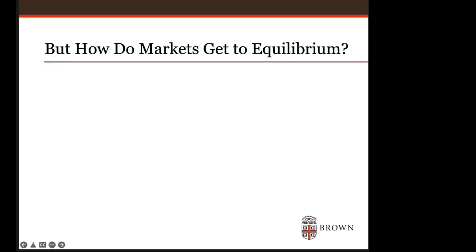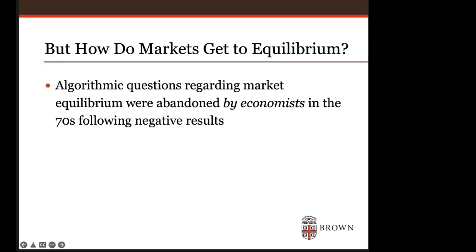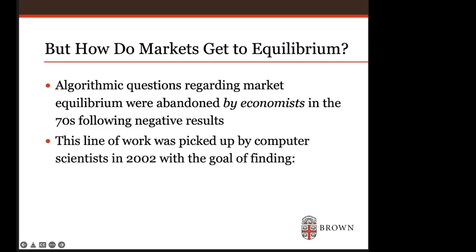Unfortunately, most of this theory that economists studied did not focus on the algorithmic aspects of markets, such as how a market settles into an equilibrium or how to compute a market equilibrium. There was some work done on this, but mostly economists were deterred from this line of work due to a series of negative results, mostly obtained by Herbert Scarf in the 70s. Luckily, more recently, in 2002, this line of work was picked up by computer scientists. And these computer scientists, no surprise, have focused on the algorithmic aspects of general equilibrium.